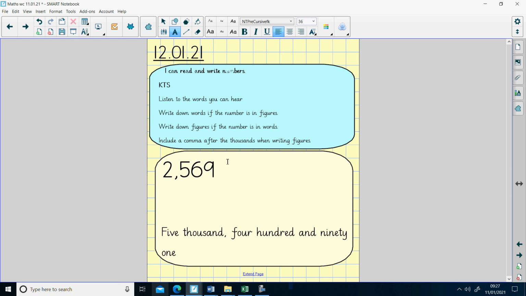Okay, you should have had a chance to have a go at that now. So I've got to write this number here, which is 2,569, in words. So I'm listening to the words as I say them. 2,000, comma, 500 and 69.